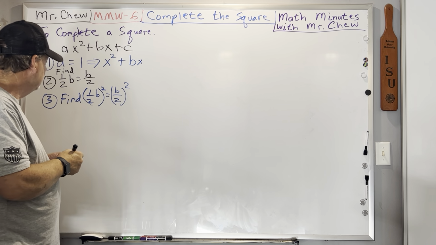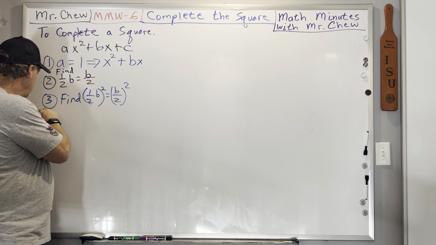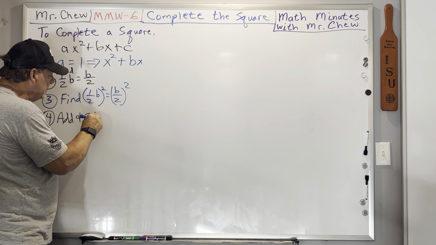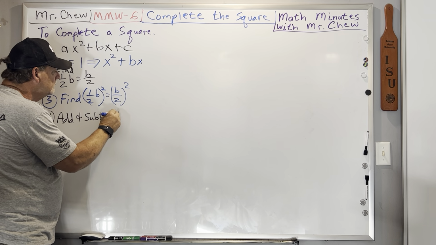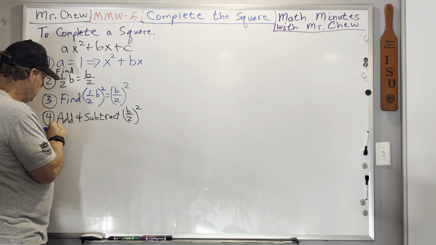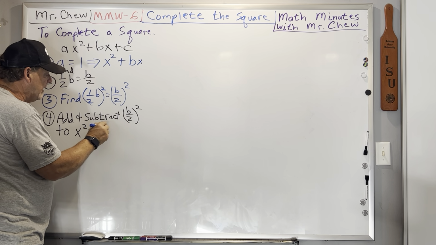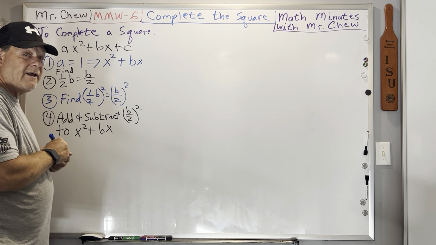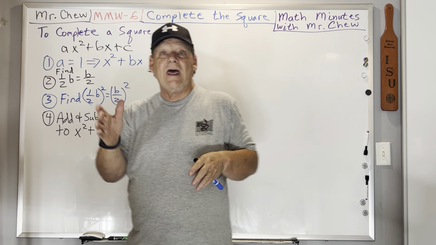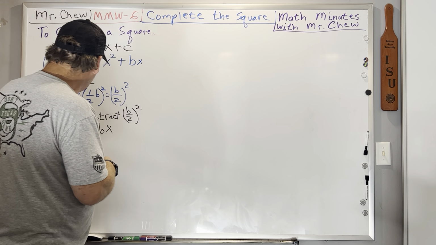All right? Now, after we have found that, we're going to add and subtract this number that we just found squared to the x squared plus bx term. You add it and subtract it. Now, why would you add something and subtract it? Because adding and subtracting makes it go away. We don't want to change the value of our original quadratic.